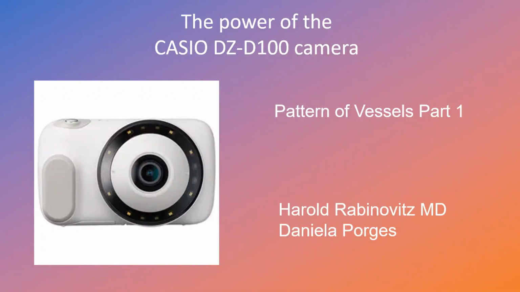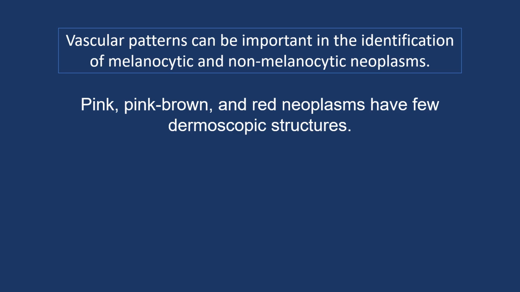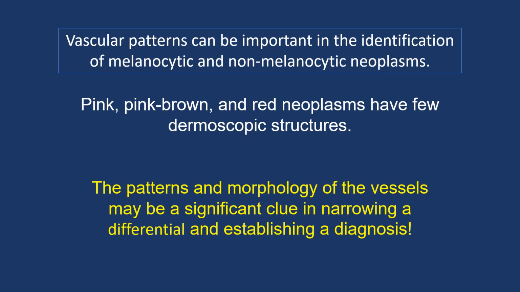So we're going to be focusing on vessels. And part one, this video podcast will be on pattern of vessels. Now, vascular patterns can be important in the identification of melanocytic and non-melanocytic neoplasms. Pink, pink-brown, and red neoplasms have few dermoscopic structures, and the pattern and morphology of the vessels may be a significant clue in narrowing a differential and establishing a diagnosis.